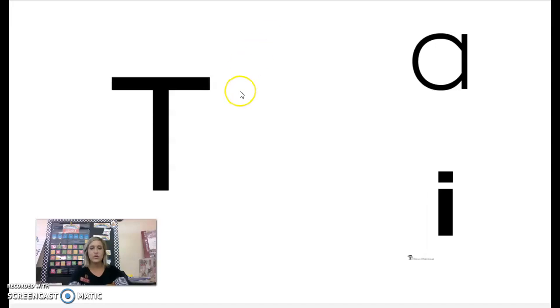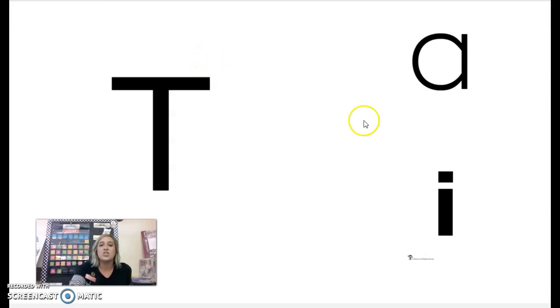Hey guys, we have learned the letter T this week, and at the beginning of school we started the vowels, which are A, E, I, O, and U. And so this week we have learned our first consonant, and our consonant is the letter T that says t, t, t.